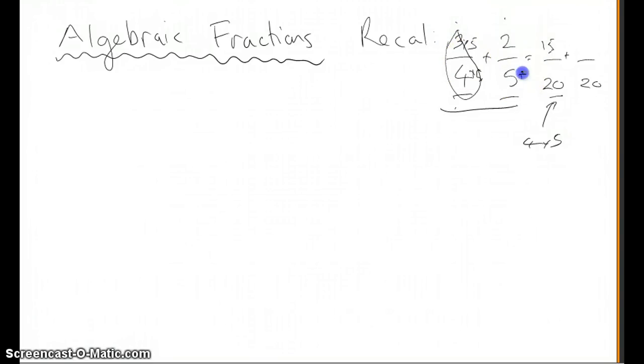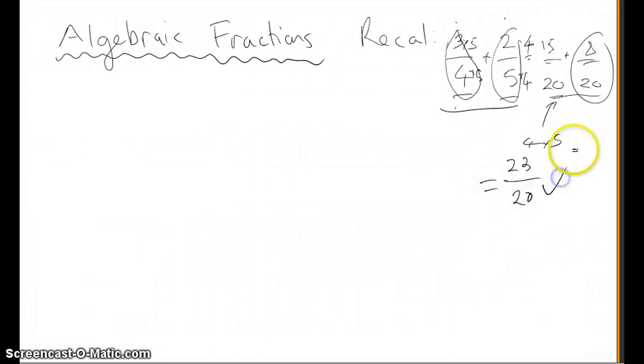With this fraction, I multiplied the denominator by 4. Therefore, I have to do the same thing to the top line, and 2 4s are 8. And 8/20 is the same thing as 2/5. It's an equivalent fraction. The good thing though is that the denominators are the same. I can just add 15 plus 8, which is 23, and the answer is 23 over 20. Now that was a flashback to year 9.